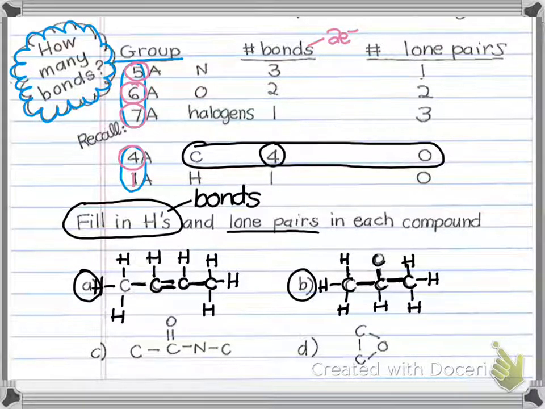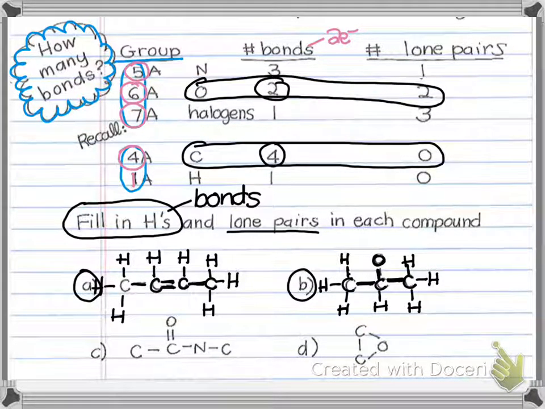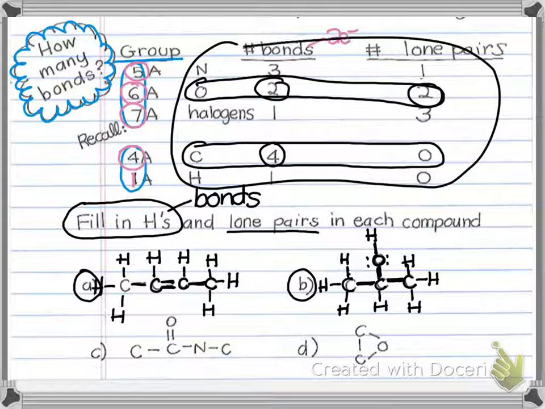Now I did not do the oxygen. Oxygen, looking up here, needs 2 bonds and 2 lone pairs, so it has 1 bond. So I'd add 1 more bond and then 2 lone pairs. So I'm using this chart up here to help me figure out how many bonds and lone pairs.